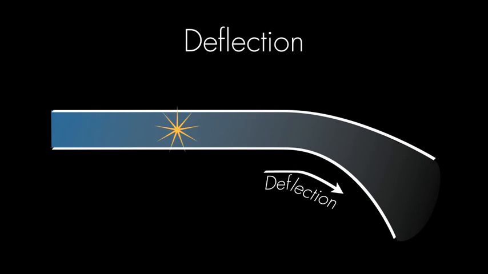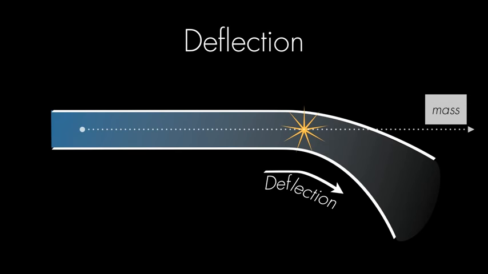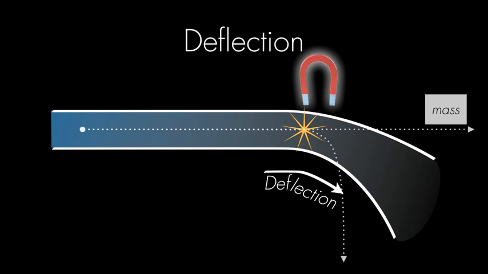When we accelerate an ion, it would like to keep moving in a straight line. This tendency of the particle to move in a straight line, its momentum, is proportional to its mass. However, in a mass spectrometer, we use electromagnets to try to deflect the ions off their path. The amount of force that the ion feels from the electromagnet is proportional to its charge.